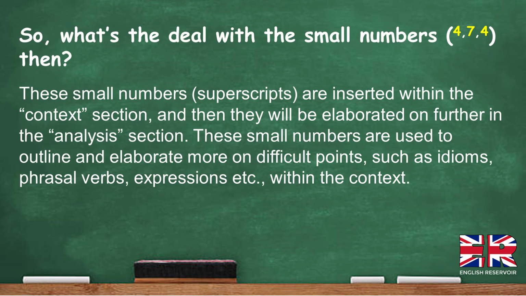So what's the deal with the small numbers then? These small numbers, superscripts, are inserted within the context section, and then they will be elaborated on further in the analysis section. These small numbers are used to outline and elaborate more on difficult points, such as idioms, phrasal verbs, expressions, etc., within the context.